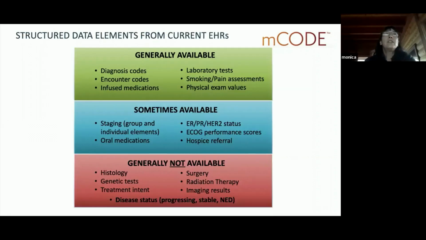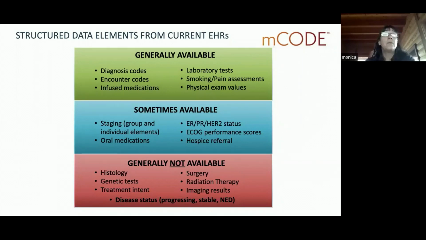So when we look at structured data from current EHRs, we can put it into several categories. Some structured, relatively interoperable data elements are there: diagnosis codes, encounter codes, infused medicines, laboratory tests. Believe it or not, smoking ended up in the generally available data, although usually not well formatted. But then we quickly see that there's some really crucial data that is only sometimes available: performance status, receptor profiles for breast cancer, oral medications.